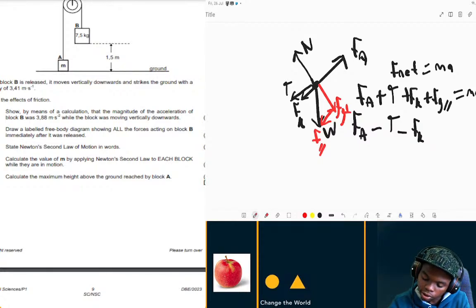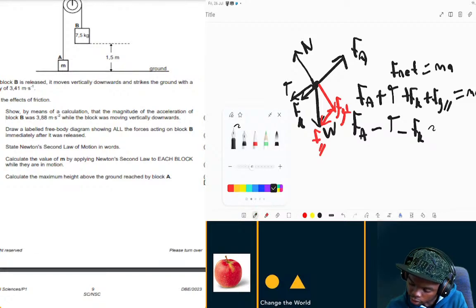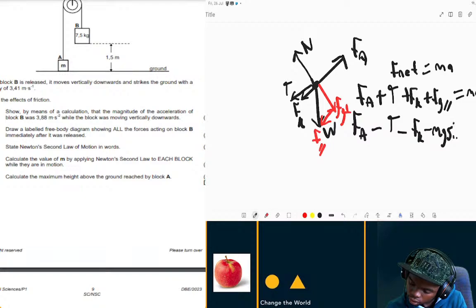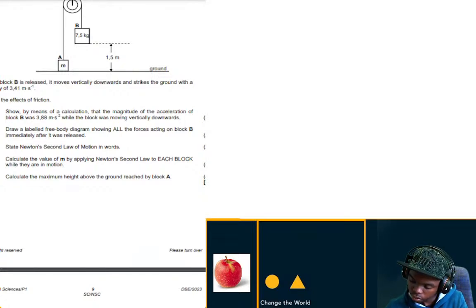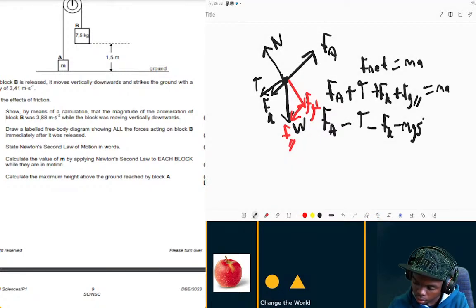So now it goes with tension and friction, which means I already know it's going in the other direction, opposite. So that will be my mg sine of theta, which will be equal to ma.